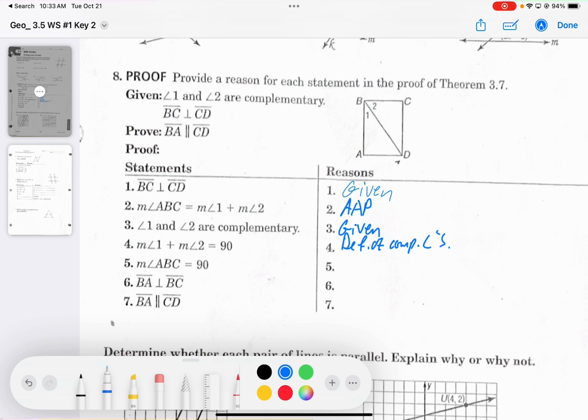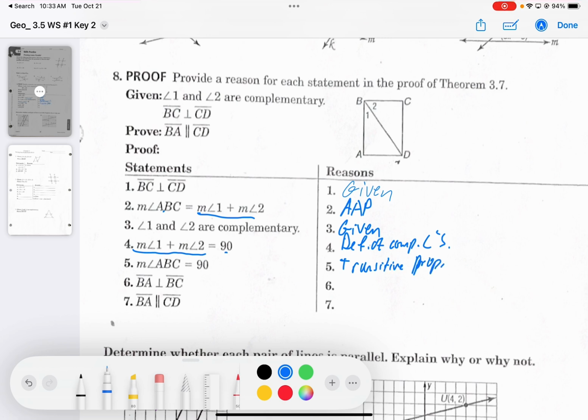Okay. All right. And then after that, let's see. It says measure of angle ABC equals 90 degrees. How can we justify that? Yeah, I'd be cool with transitive. Transitive or substitution. Either one of those would be perfectly fine. I'm going to use transitive, though, because we know that ABC equals 1 plus 2, but 1 plus 2 equals 90. So then I can say ABC equals 90. So transitive property would be just fine.